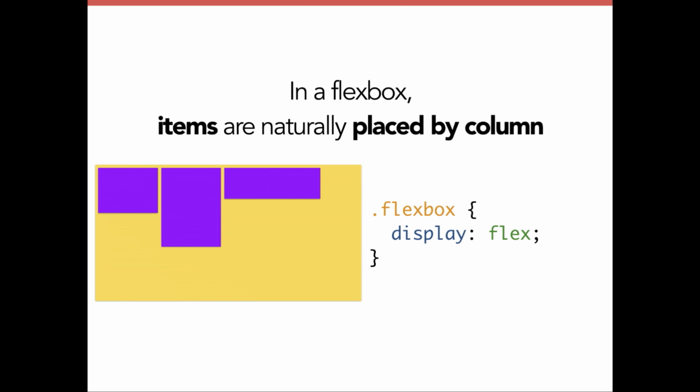So what happens if I do that? Naturally, that's how flexbox is designed: the items inside will be placed by column. It's a natural behavior of flexbox. That's why it's useful for columns, because I just put display flex, and everything is placed by column. And from there, I can start to move the items a bit.